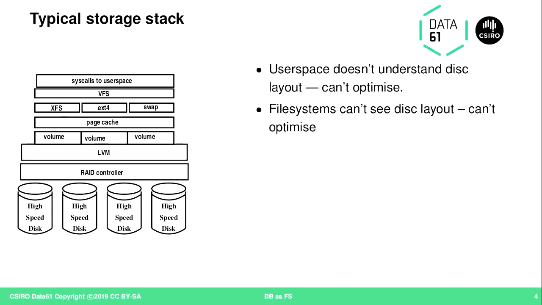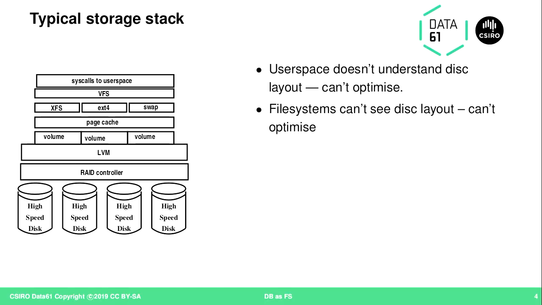So the user space doesn't understand the disk layout, and it can't optimize for it. That could be a good thing. I mean, maybe the kernel knows better than the user space how to optimize stuff. But database management, I don't know. And file systems also can't see the disk layout, and XFS in particular really wants to know how the disks are divided up so it can optimize parallelism at the lowest level.